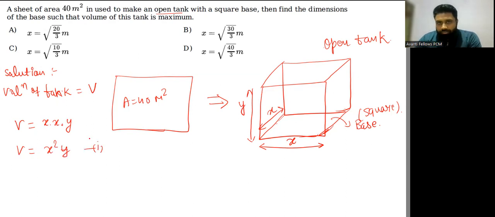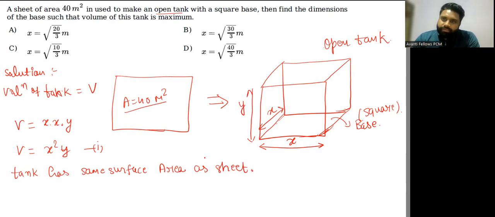Okay. Now this whole tank is made up of this sheet. This is not a square, but the area you know. So you can say that this tank has the same surface area as this sheet. Okay. So we will write this: the tank has same surface area as sheet.